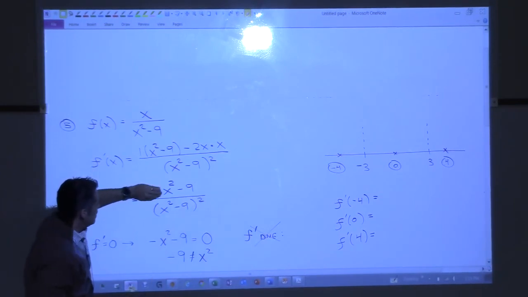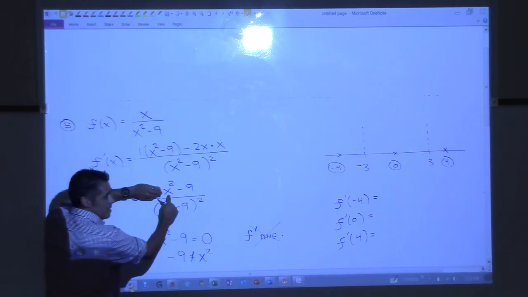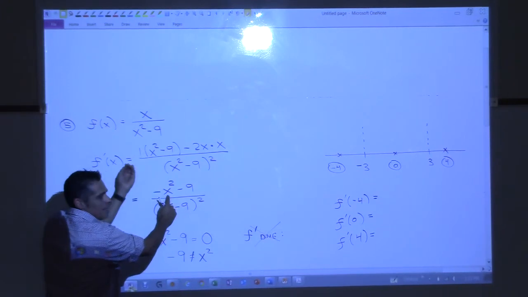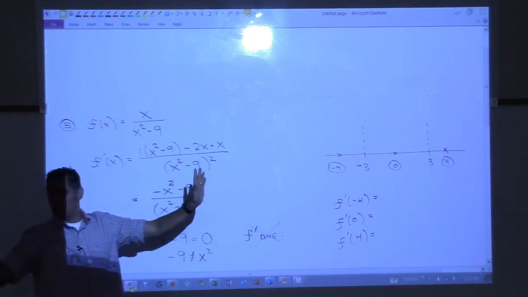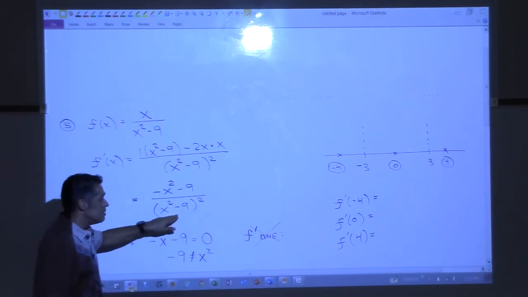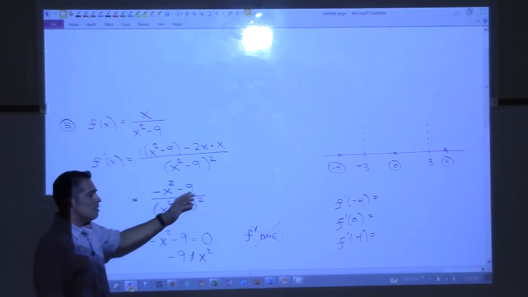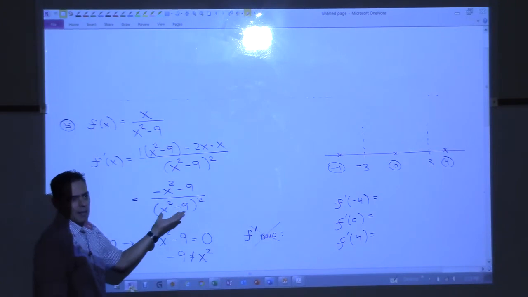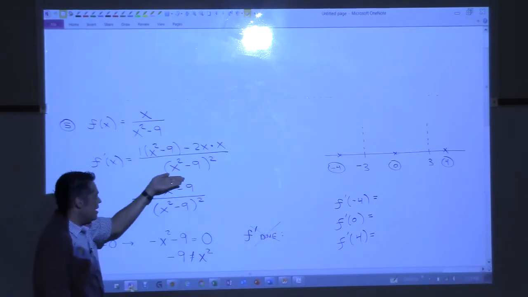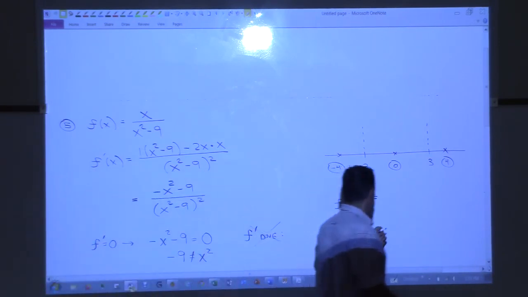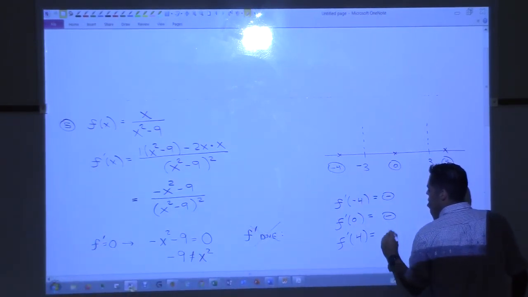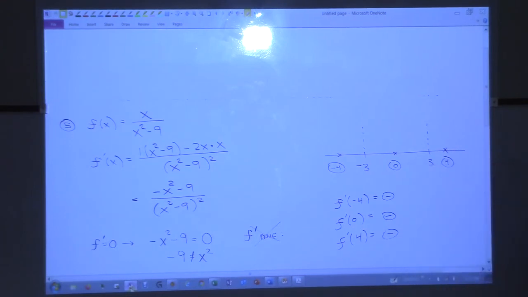Would you agree that x squared is positive, right? No matter what? I mean, it could be 0, but positive, and then I'm going to make it negative, and then I'm going to subtract 9. So the top is negative no matter what. And the denominator is positive, so long as I don't plug in 3 and negative 3, but I'm not. So do you all agree we're going to have a negative over a positive no matter what I do? If I have negative over a positive, then all of these are negative, right? No matter what. Which means our function is always decreasing.